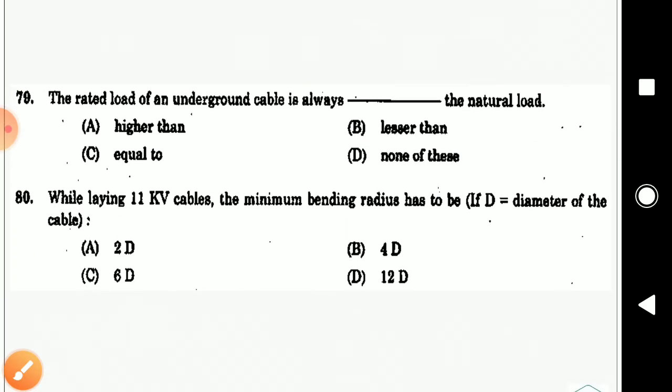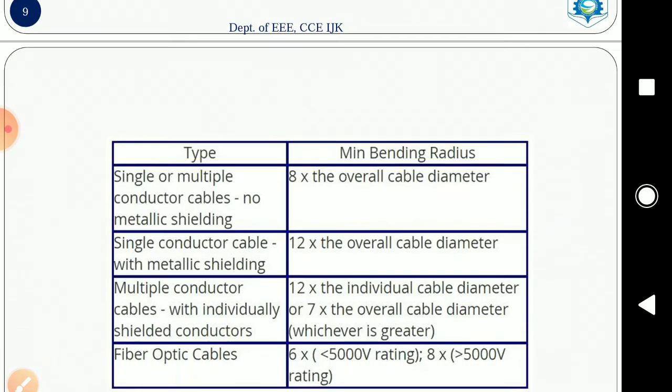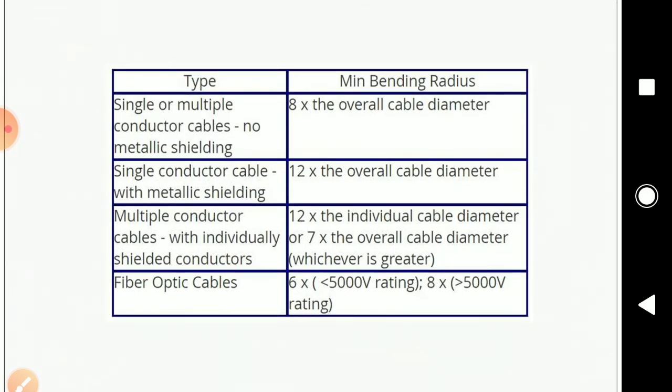Moving on to the last two questions. The last two questions have been cancelled. In the last question, they are asking about a minimum bending radius. The question was cancelled, but I have just included a tabular form over here for the minimum bending radius of certain cables. It is just a general thumb rule. More detailed versions I have not given over here. You can go through the same.